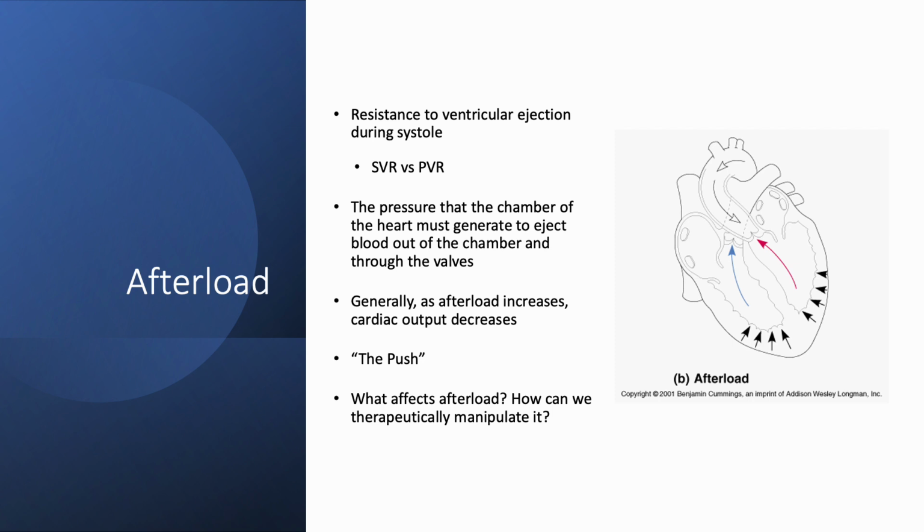Afterload is resistance to ventricular ejection during systole. Afterload is the force or resistance the heart must overcome to eject blood during systole. Systemic vascular resistance refers to the resistance faced by the left ventricle, while pulmonary vascular resistance refers to the resistance the right ventricle faces when pumping blood through the lungs. The heart must generate enough pressure to overcome afterload and push blood through the valves and into circulation.